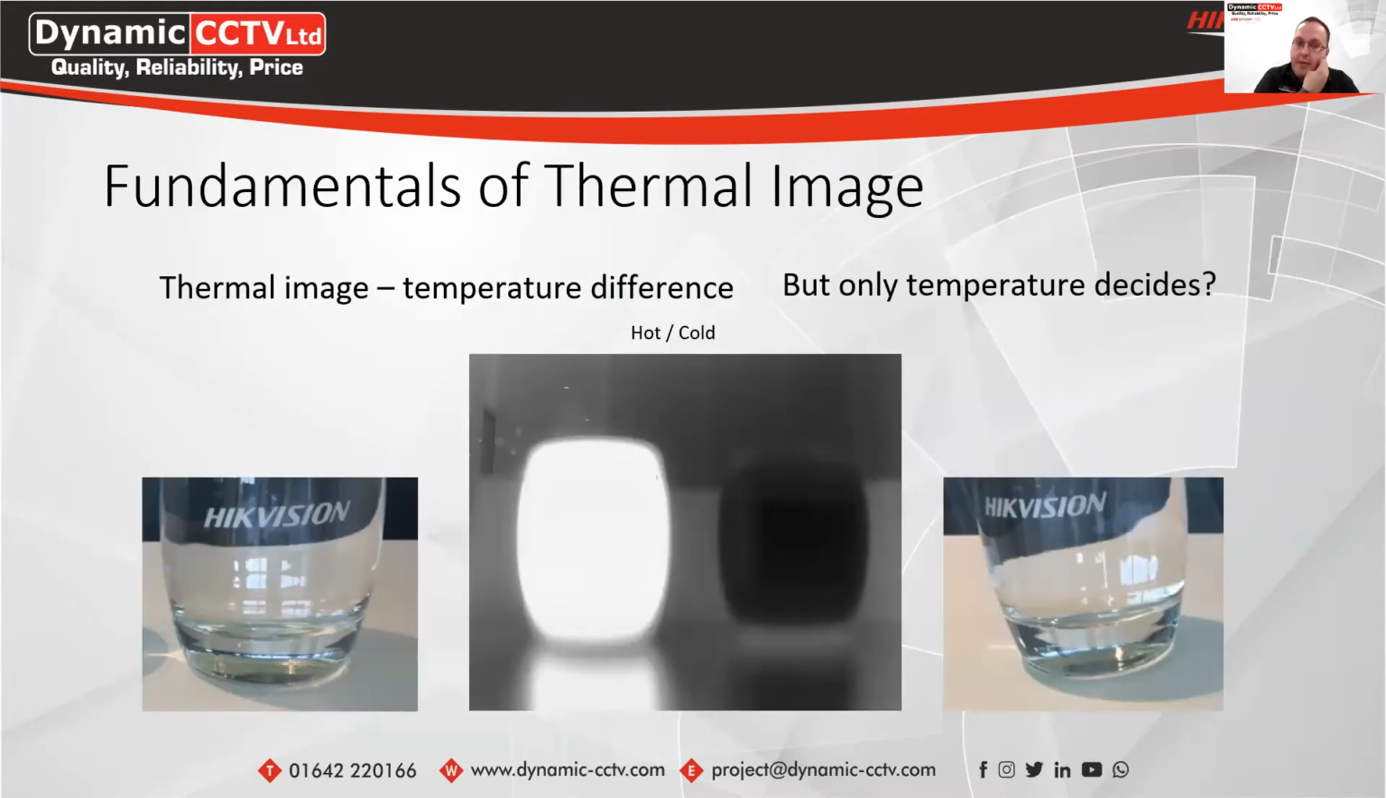So this is a thermal camera looking at hot and cold glass. The way it displays, on the left is the hot water, and on the right is the darker image, showing near enough black on the screen. That is the cold water. The hotter the object is, the more thermal radiation it gives out, so the brighter it shows on the screen.